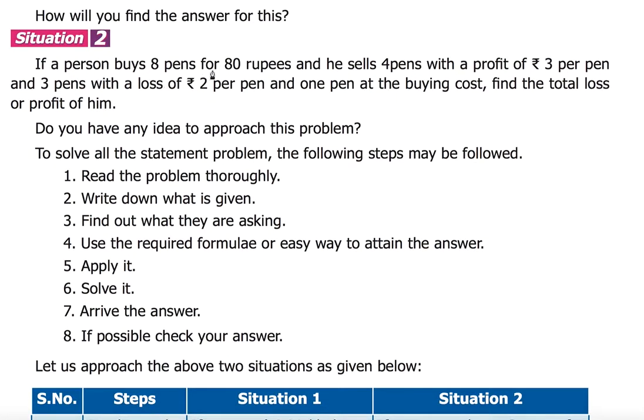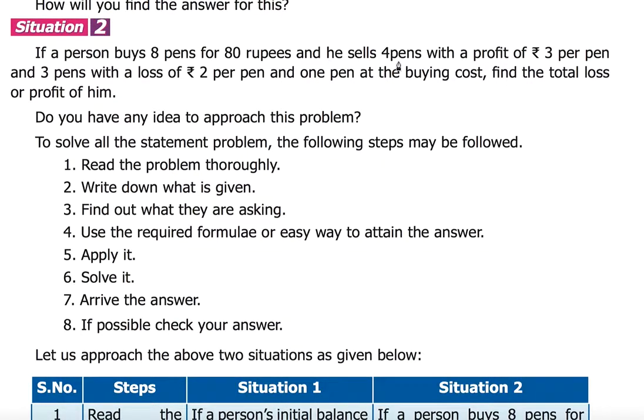If a person buys 8 pens for 80 rupees and he sells 4 pens with a profit of 3 rupees per pen and 3 pens with a loss of 2 rupees per pen and 1 pen at the buying cost, find the total loss or profit of him. The person buys 8 pens for 80 rupees and he sells 4 pens with a profit of 3 rupees per pen. Okay.